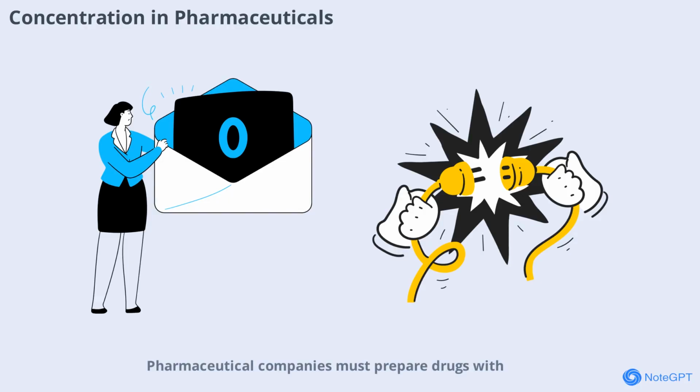Pharmaceutical companies must prepare drugs with precise concentrations to ensure safety and effectiveness. Even small errors can have serious consequences. That's why strict protocols and quality control measures are in place to guarantee accurate concentrations in medicines.